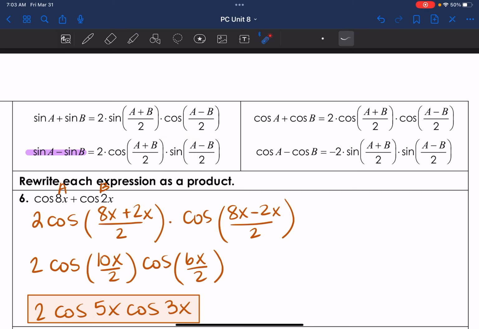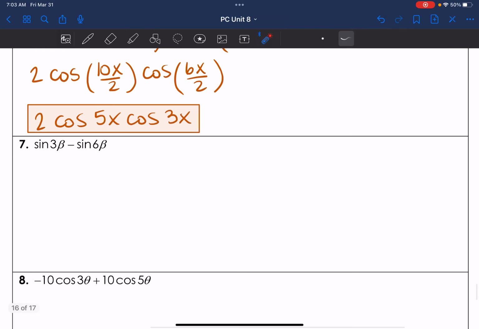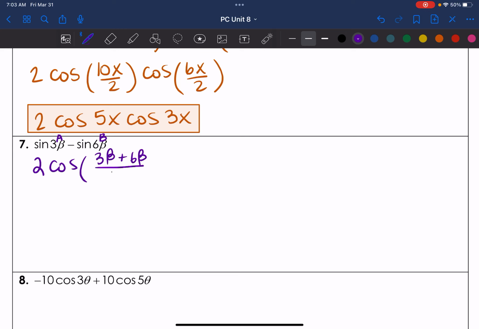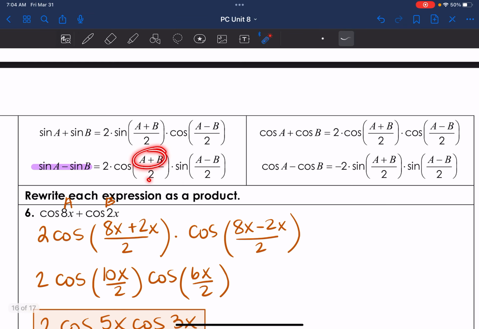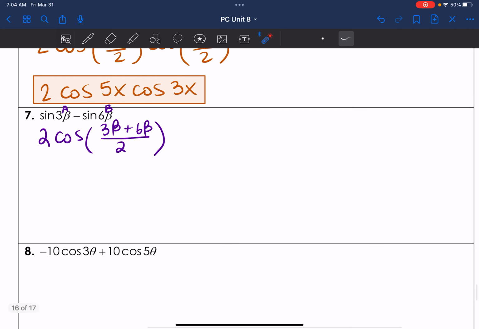2 cosine, add the angles divided by 2. So for us, 3 beta is A and 6 beta is B. So 2 cosine of 3 beta plus 6 beta over 2. So we did adding divided by 2. Now it's going to be sine of subtracting divided by 2. So 3 beta minus 6 beta over 2.